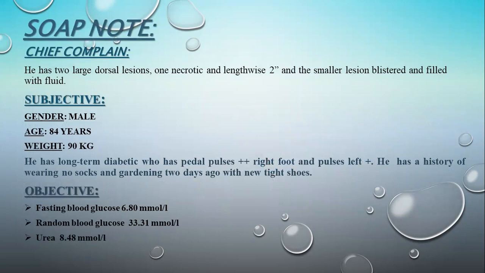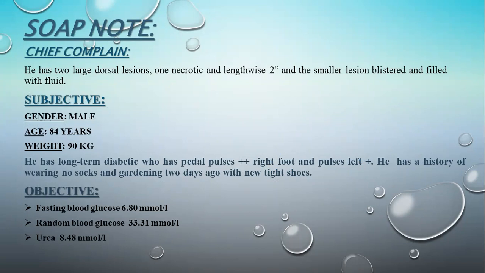Moving towards the SOAP note, the chief complaint is that he has 2 large dorsal lesions, one necrotic and lengthwise, and a smaller lesion which is fluid filled. Subjective is that he is male, aged 84 years and weighing 90 kgs, and he has long-term diabetes and pedal edema in the right foot and left foot, and he has a history of wearing no socks and gardening 2 days ago with new tight shoes. Objective includes all the clinical laboratory values.